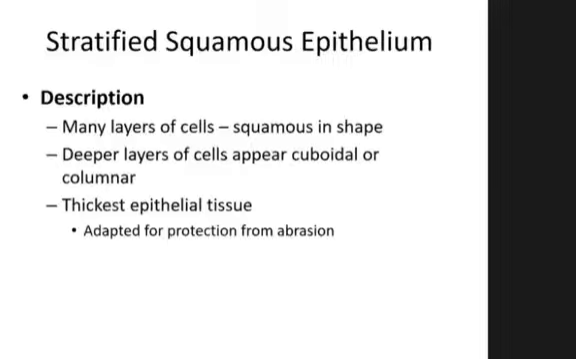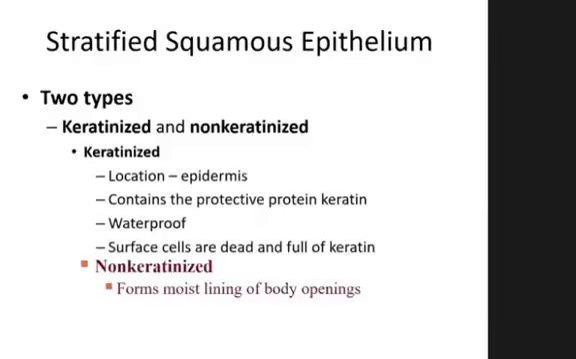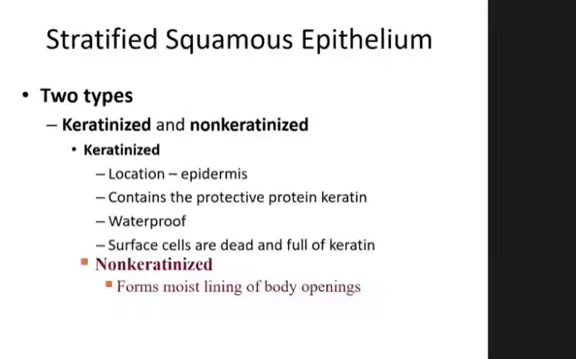Okay, so they got two kinds of this. I've got a stratified squamous keratinized and a stratified squamous non-keratinized. So the keratinized is the epidermis, and it has a protective protein called keratin that makes your skin rough. It's waterproof, and the surface cells are dead and full of keratin. So it's going to be hard to actually peel it off. All right, next we have the one that's non-keratinized. It means that there's some moisture lining the area.